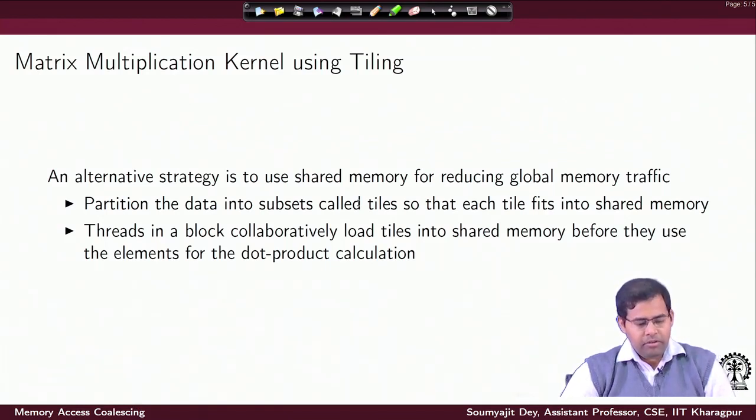So, in summary, the strategy we are going to use is to use a shared memory which will reduce the global memory traffic. So, what we will do is we will partition the matrix data space into subsets which are known as tiles in such a way that each tile fits into the shared memory. So, consider that I can fit each tile into the shared memory, right. That is how we will design the tile size, right. So, as we have been discussing earlier, the threads inside the block will then collaboratively load tiles into the shared memory before they use the elements for doing the dot product calculation here.